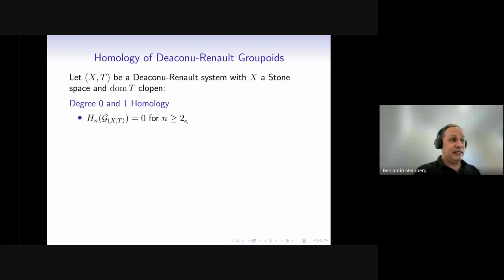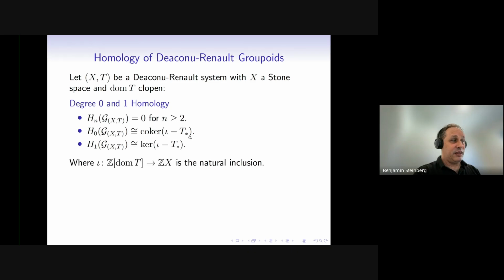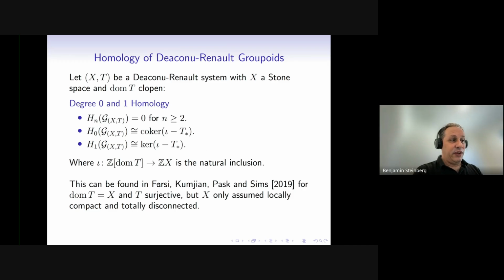You get the homology is 0 in dimensions 2 and up. In dimension 0, you get the cokernel of the inclusion minus, so I'll write what these are, the inclusion of the domain minus the map induced by the local homeomorphism T. This T star is the sum of the theta_A upper stars, and the H_1 is the kernel of this. Now you can find this result, for instance, in Farsi, Kumjian, Pask, and Sims, a 2019 paper, in the case when the domain is all of X and T is surjective. But they only assume locally compact and totally disconnected.